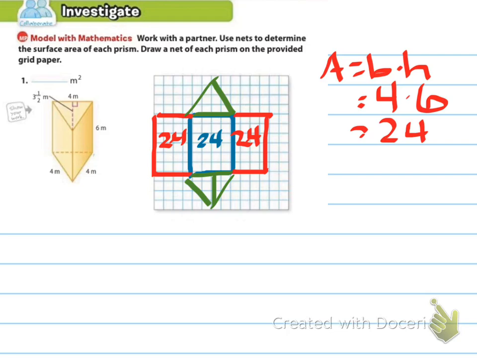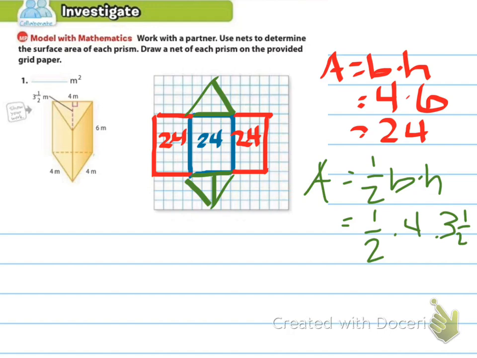Now to find the area of my triangle, I'm going to use area equals 1/2 base times height, and 1/2 of the base, which is 4, times the height, which is 3.5. What's 1/2 of 4? That's 2. What's 2 times 3.5? Hopefully you know that's 7. If you add 3.5 plus 3.5, or 3.5 times 2, something like that, we're talking 7. So I know that this is 7 and that this is also going to be 7.